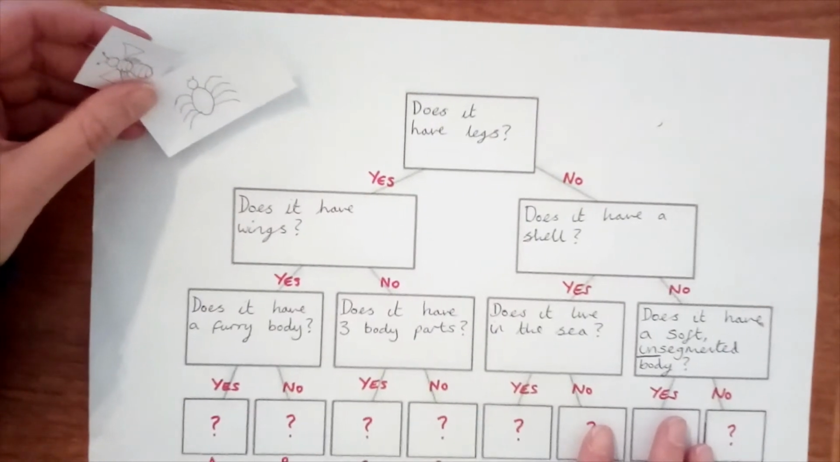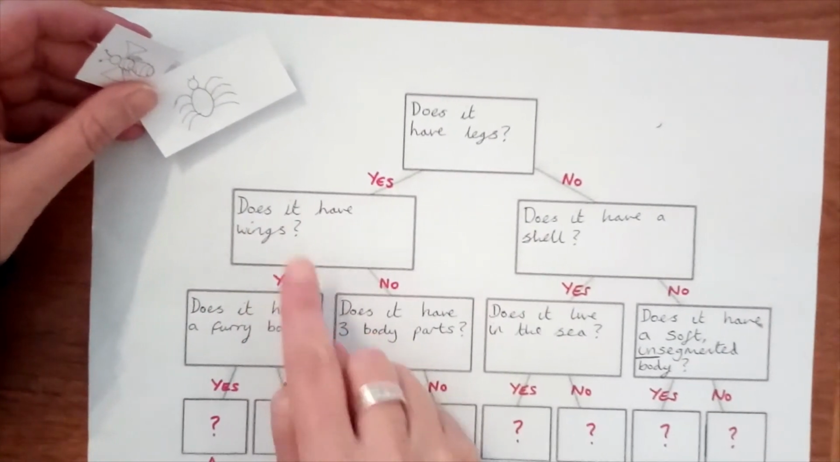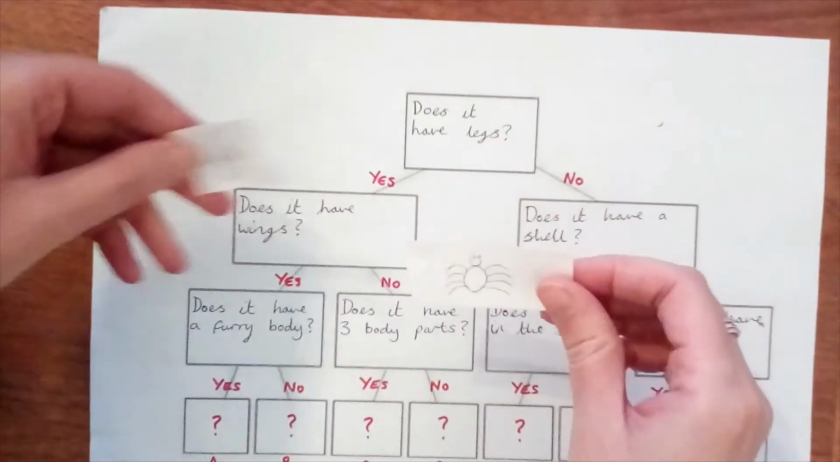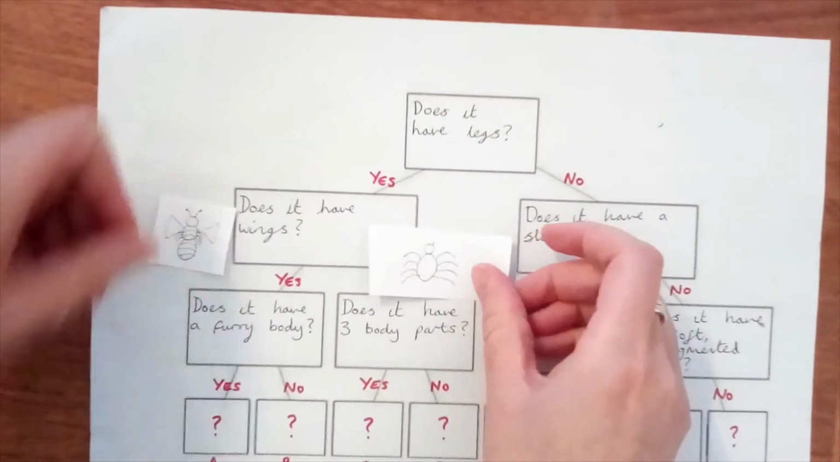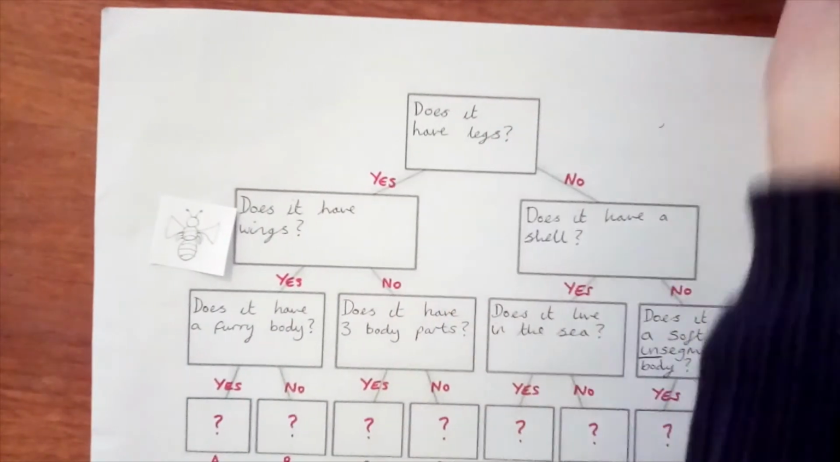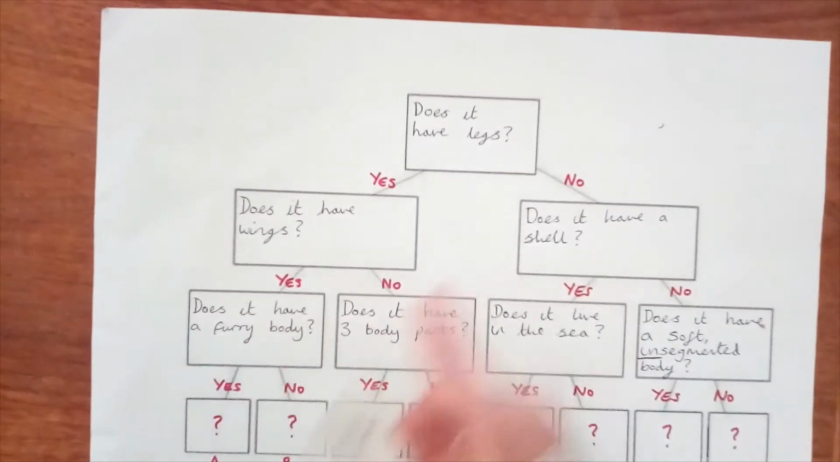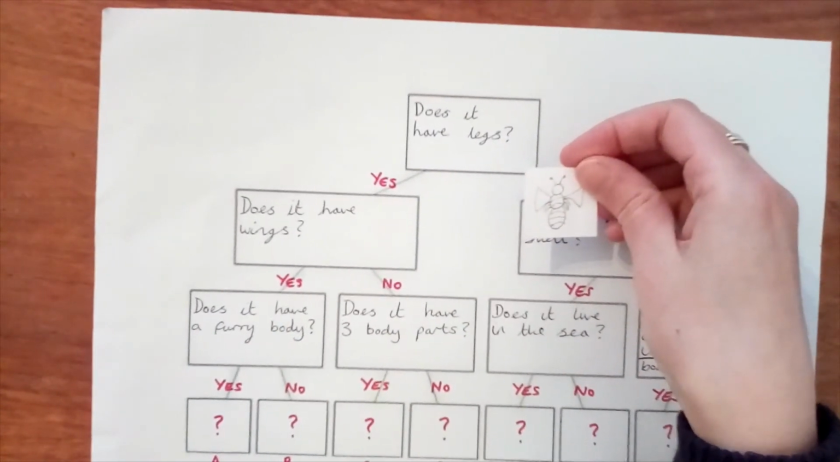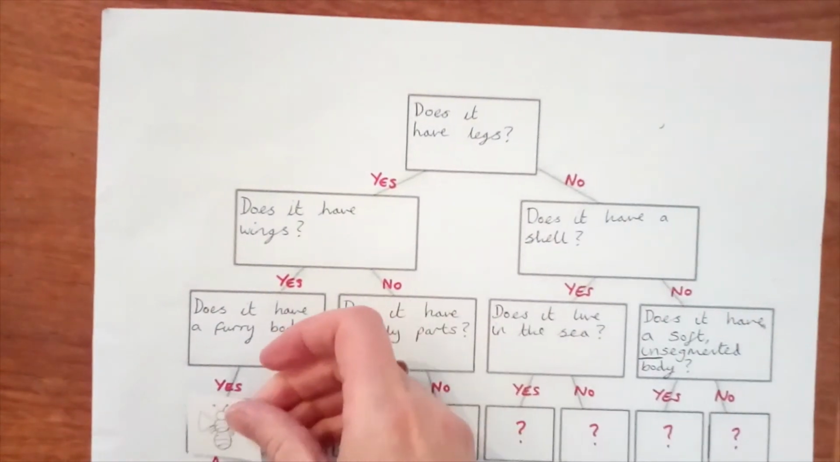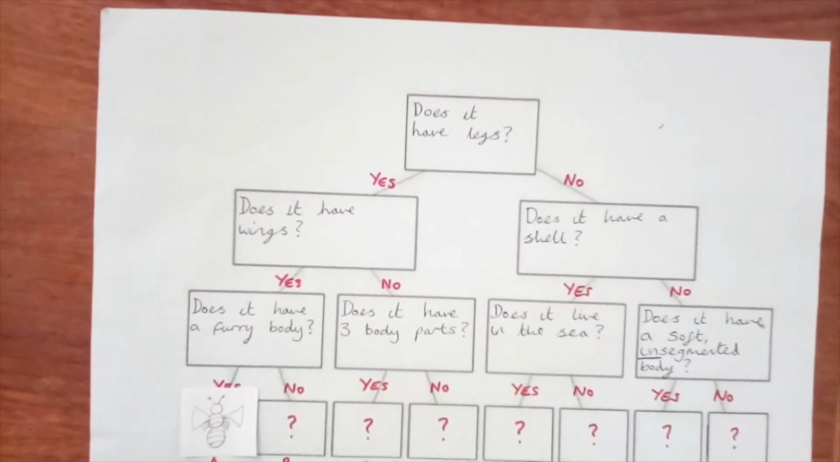My next question is, does it have wings? So we've obviously got yes for my bee, no for my spider, and I'm going to go down this one over here. So I'm going to move my spider out the way. Does it have a furry body? Yes, my bee does have a furry body. So the answer to task 1, question A, is a bee.